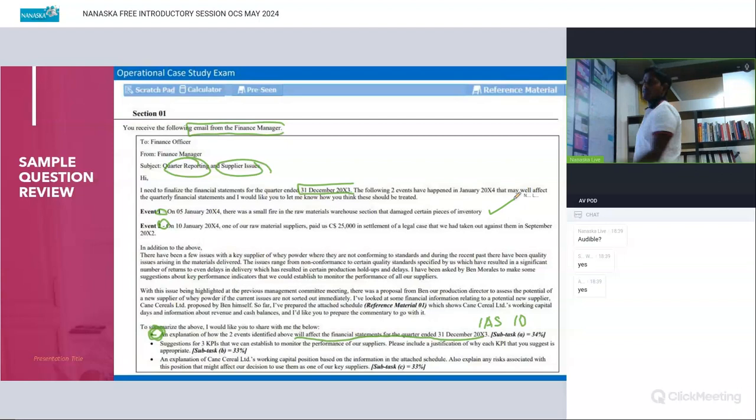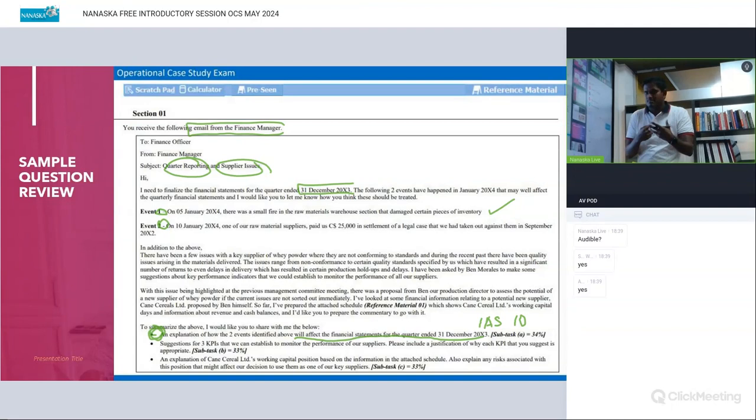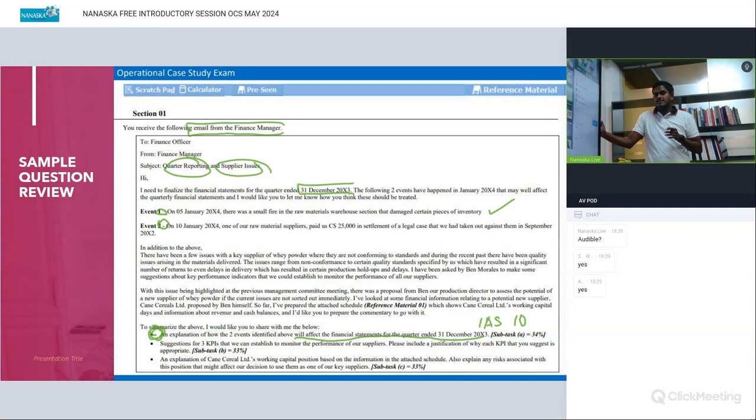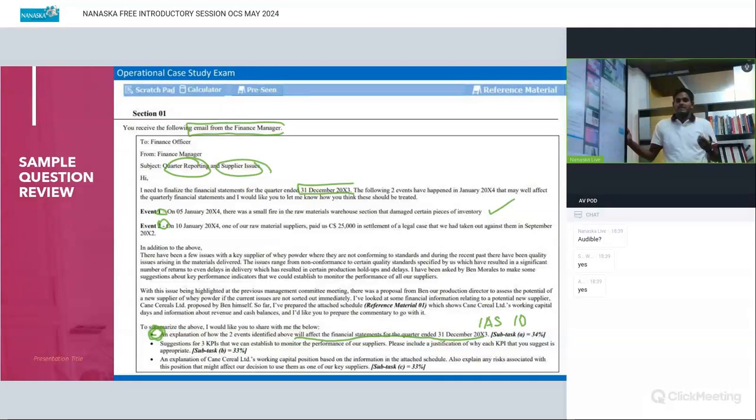Now, was there any evidence of existence at the reporting date? A fire happening on 5th of January. Your reporting date is 31st of December. So on 31st of December, was there any evidence of existence of this fire? Yes or no? Should we adjust this in our accounts for last year or account for it this year, since it's happening in January 2024? As per the standard, will this fall under the adjusting or non-adjusting event category?